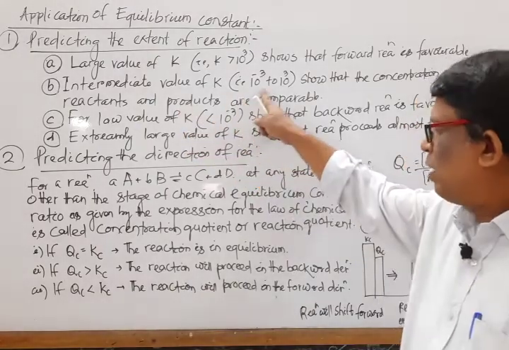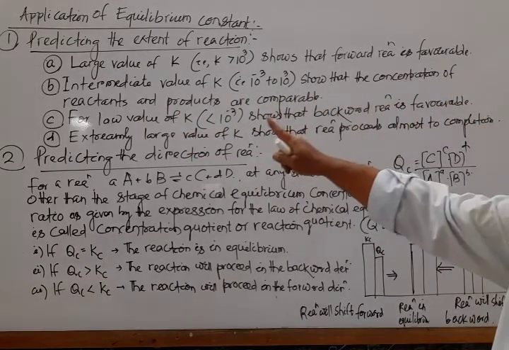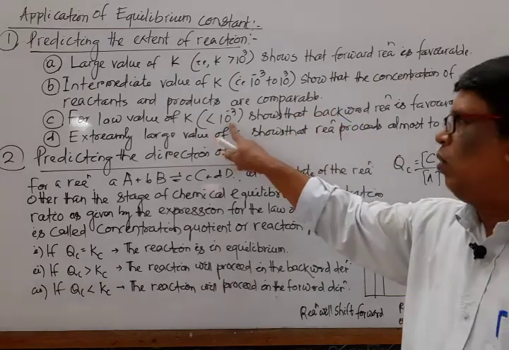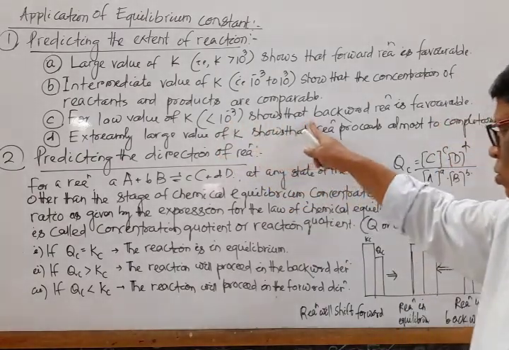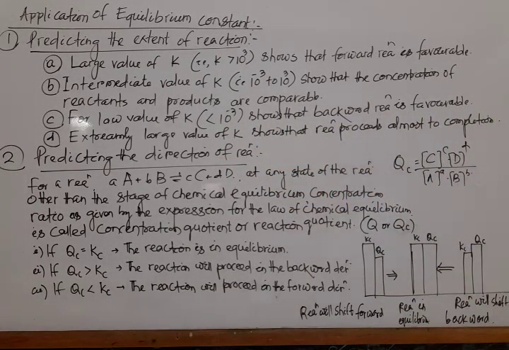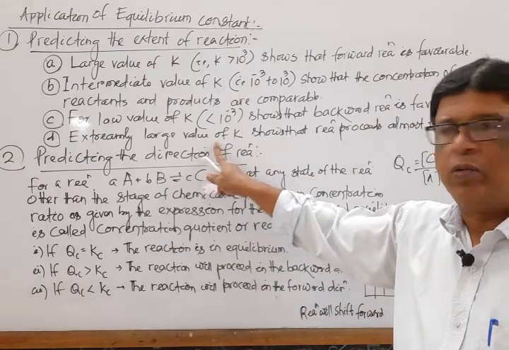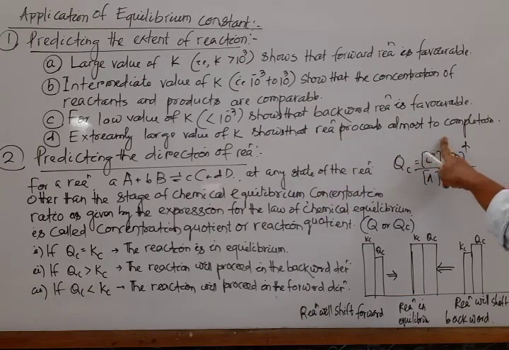If an intermediate value, 10 to the power minus 3 to 10 to the power 3, it indicates that the concentrations of the reactant and product are comparable. Next, a low value of equilibrium constant, less than 10 to the power minus 3, shows that the backward reaction is favorable. And last, an extremely large value of equilibrium constant indicates that the reaction proceeds almost towards completion.